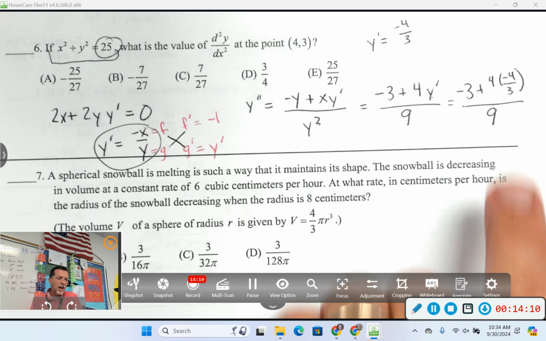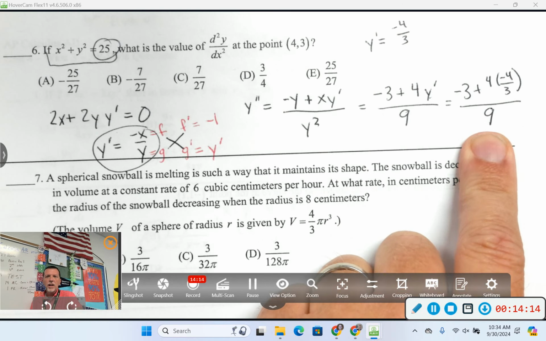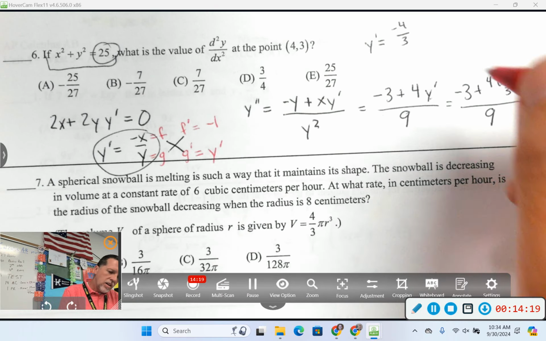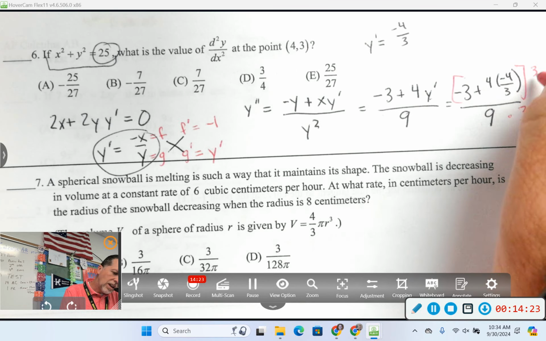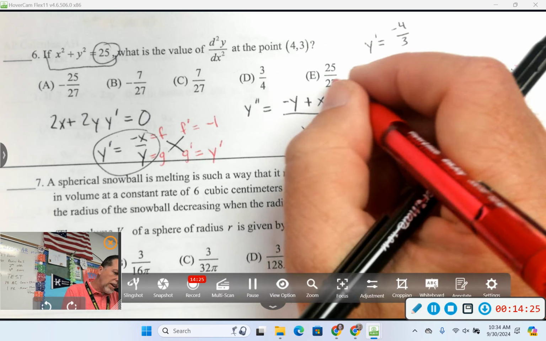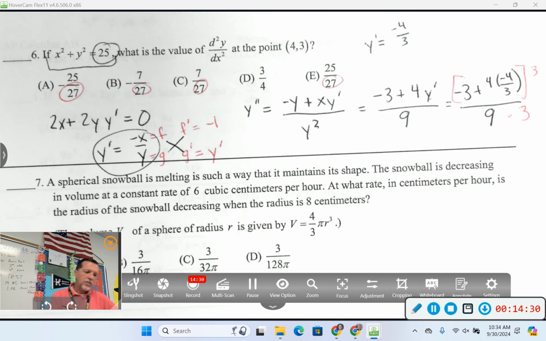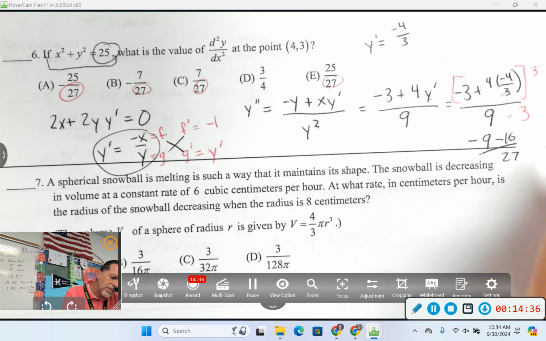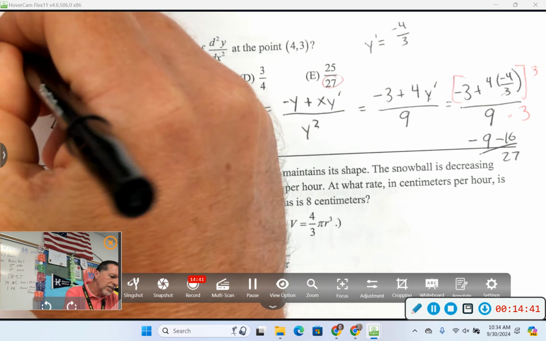That would be a safe stop. If I've made it this far, that's a safe stop. But obviously I've got to make it match one of those answer choices. So I think I would multiply the top and bottom by 3 to make those 3's cancel. I also see some answer choices with 27 in the bottom, so I feel like I'm on the right track here. Negative 9 minus 16 over 27. So negative 25 over 27.